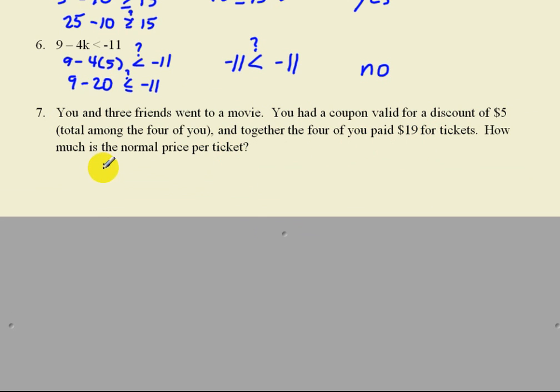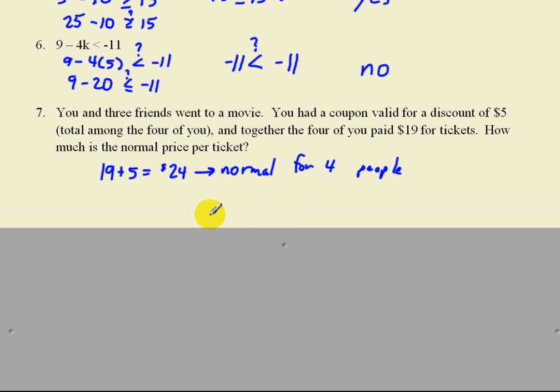So you paid $19, but you had a discount of $5. So let's add those together. And that equals $24. That's the normal price for 4 people. So then we'll take that value and divide by the number of people, which was 4. And so the normal price is $6 per person, or per ticket.